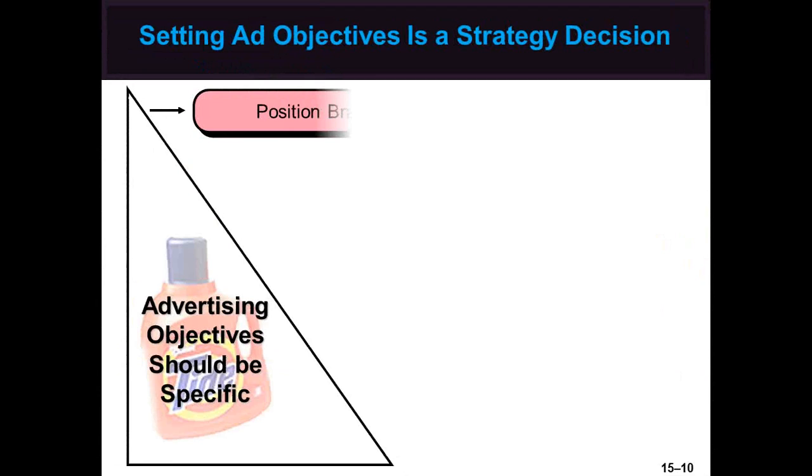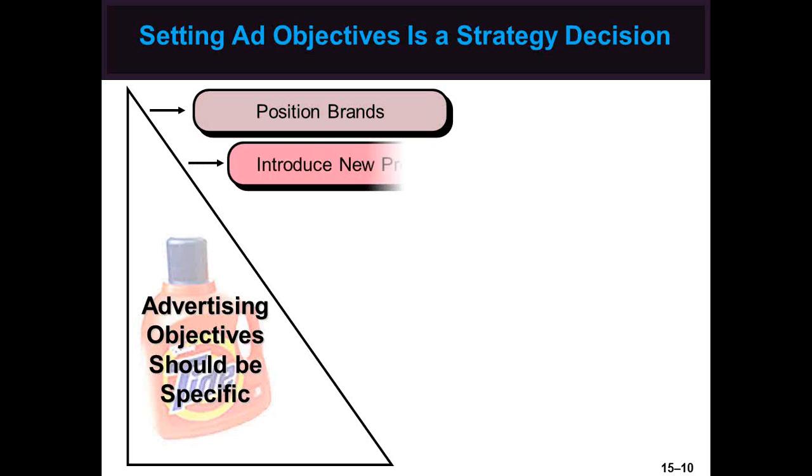Advertising objectives should be specific. They should be related to the overall marketing strategy and to the promotion jobs assigned to advertising. The marketing manager sets the overall direction for the advertising campaign, and it may incorporate one or more of the following types of objectives. Position brands. Advertising can communicate product benefits to position the brand relative to others in the mind of the consumer.